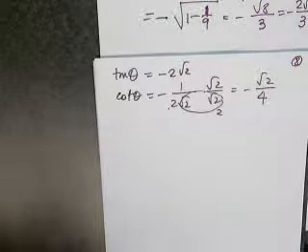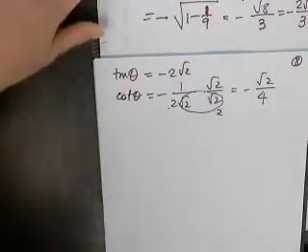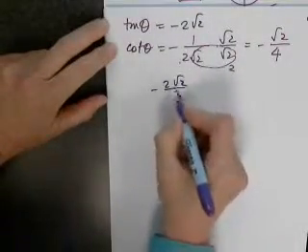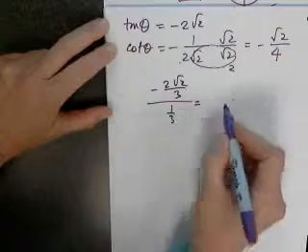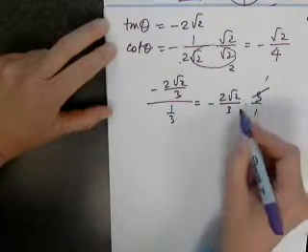Yes, go ahead. The tangent, I know it's sine over cosine. So negative 2 the square root of 2 over 3, everything divided by 1 over 3, is negative 2 the square root of 2 over 3 times 3 over 1.